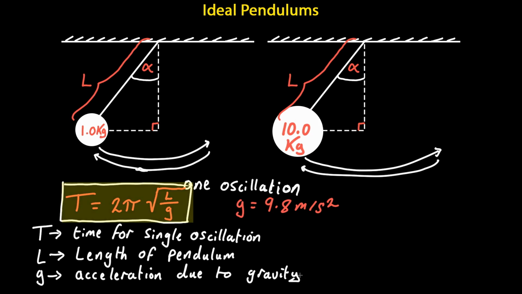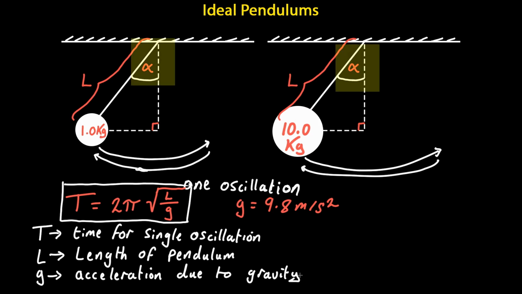Now, where in this formula do you see a term for mass? So we could have a small mass or a large mass at the end of our pendulum here, but the time it takes for the pendulum to swing one oscillation will not change so long as the length of the string and the acceleration due to gravity doesn't change.